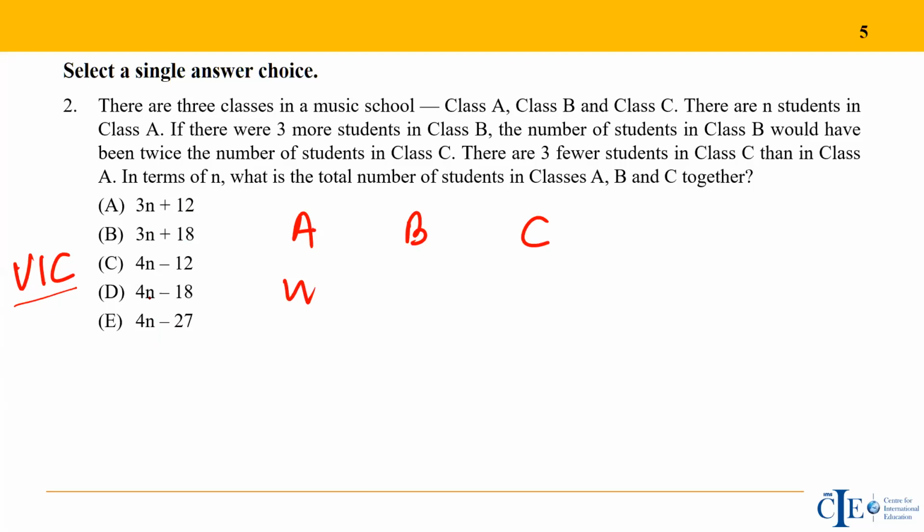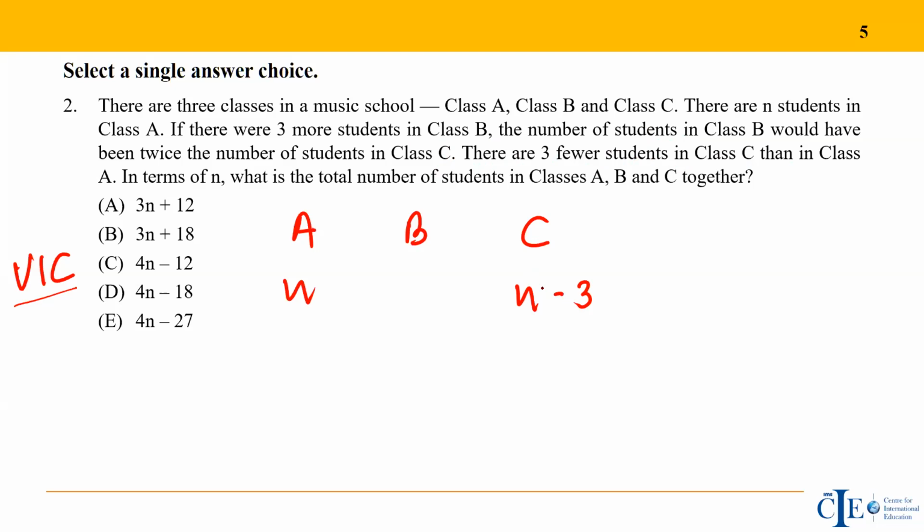You know, solving the equations, framing the equations in this case, right? So then I need to look at any other condition which is linked to A. B, if I had three more, then it would be double of C. So that's a link between B and C. I don't need that first. Three fewer students in C than in A. Okay, now C is linked to A. So three is fewer, so that's three less. So n minus 3.